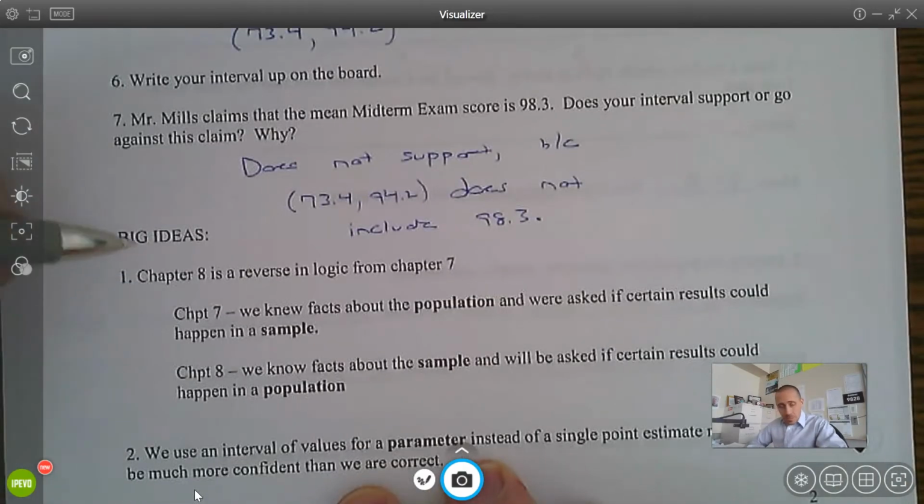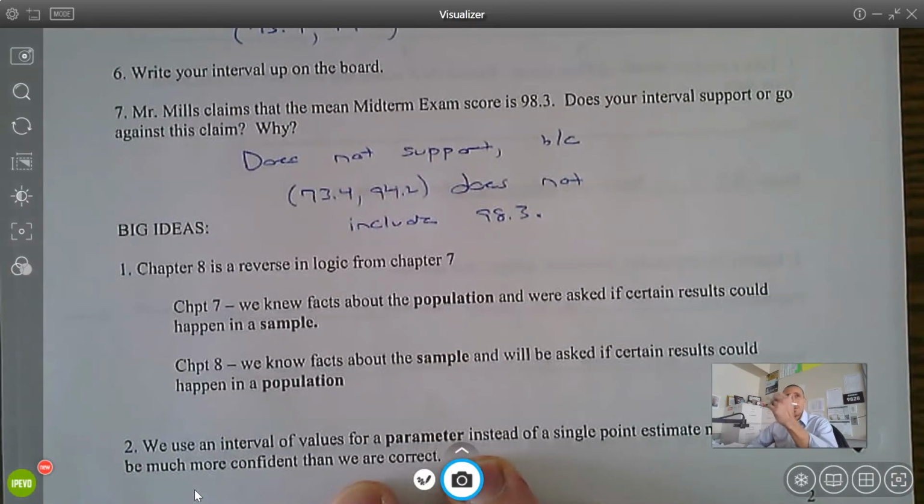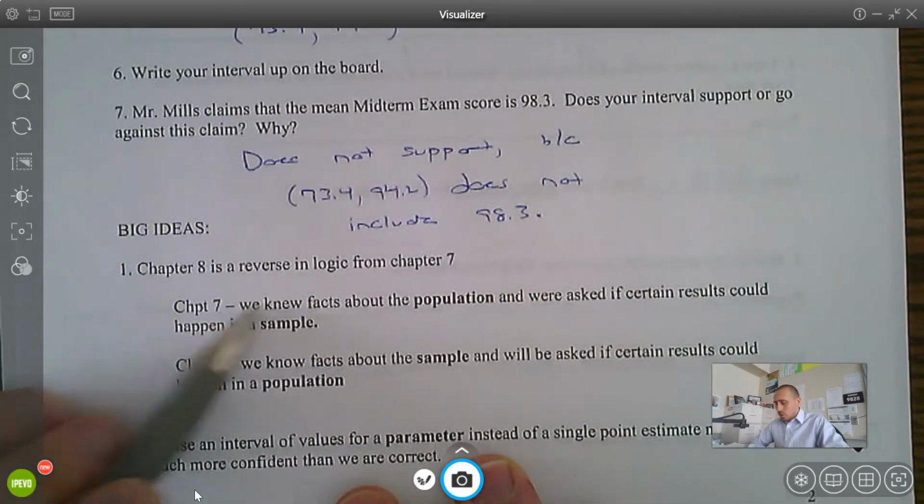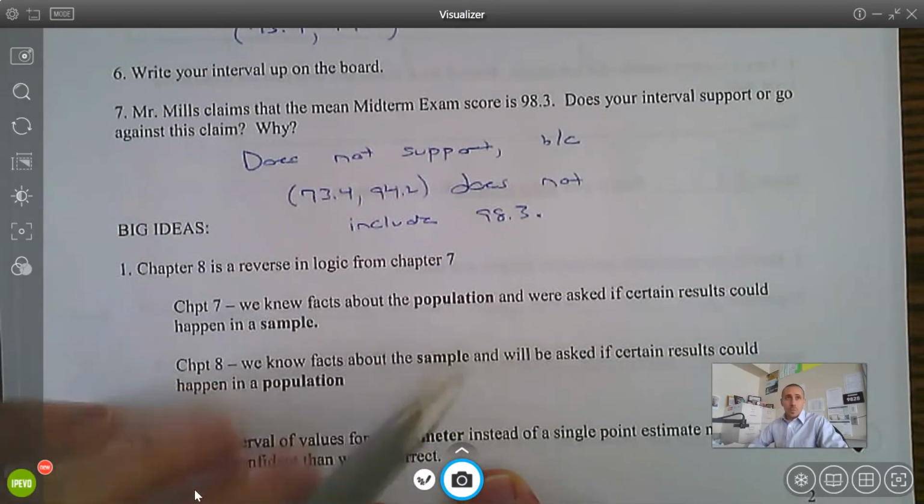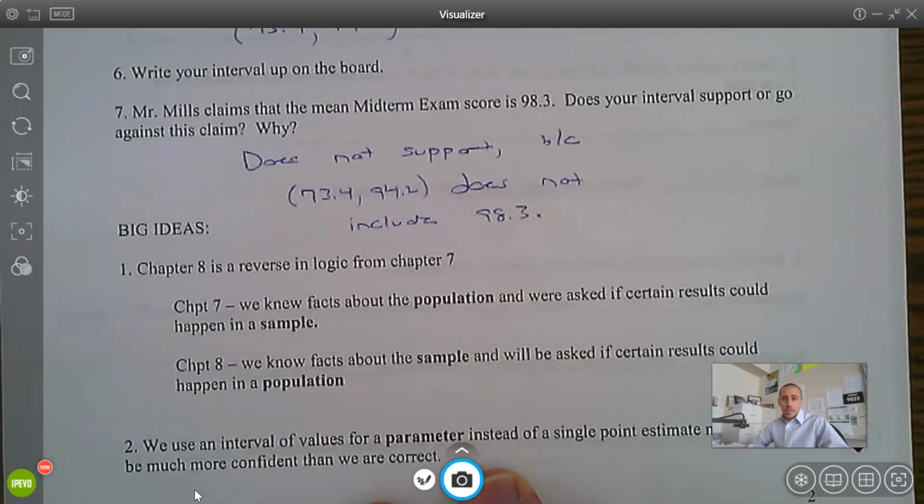Okay. So let's talk big ideas for a minute. We just came off of chapter 7. In chapter 7, it wasn't really reality. We were kind of laying the foundation for the work that we were going to do for the next few chapters. What do I mean by that? In chapter 7, we knew facts about the population. We knew the parameter value. And then they asked us, could these results happen in a sample?